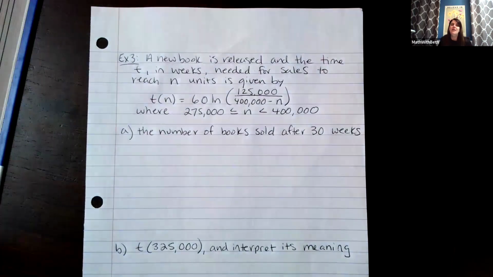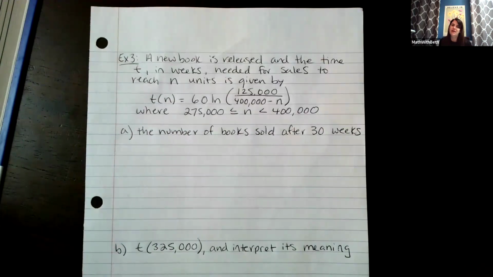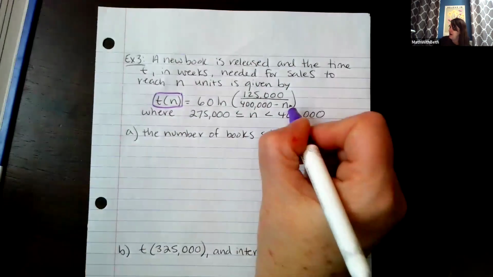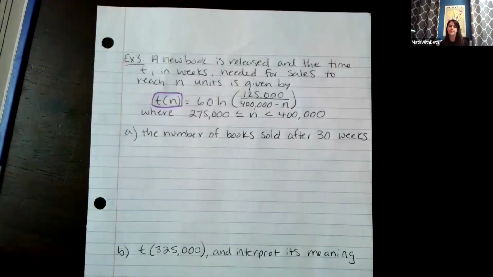Now for an application problem. A new book is released and the time t in weeks needed for sales to reach n units is given by this equation. So t is going to be the time in weeks. That's what this is going to be. And n is going to be how many units sold.